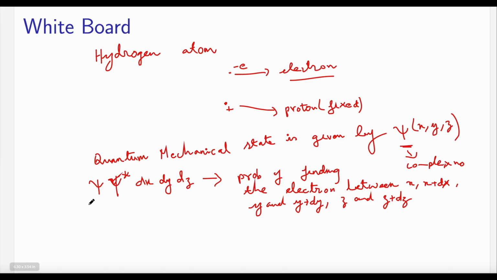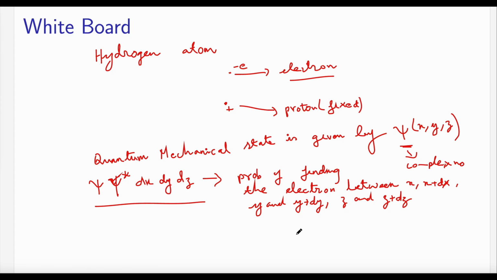So this gives me the probability psi star psi dx dy dz, where psi can be a function of x, y, z. So this is a three-dimensional problem. For the hydrogen atom, it is the probability of finding the electron between x and x plus dx, y and y plus dy, and z and z plus dz. So this is like a small volume.